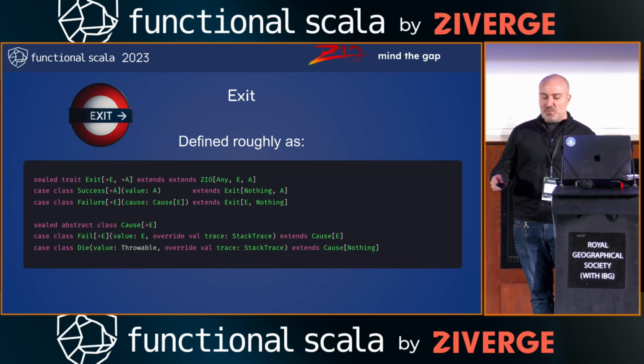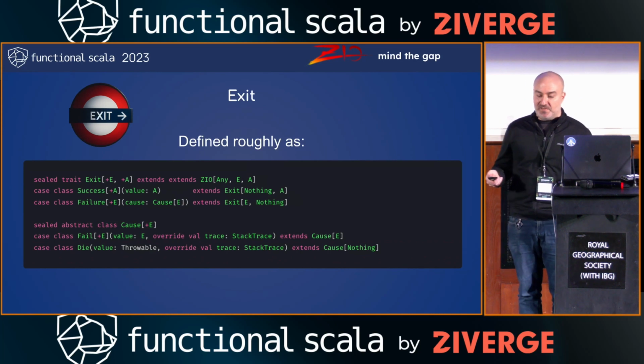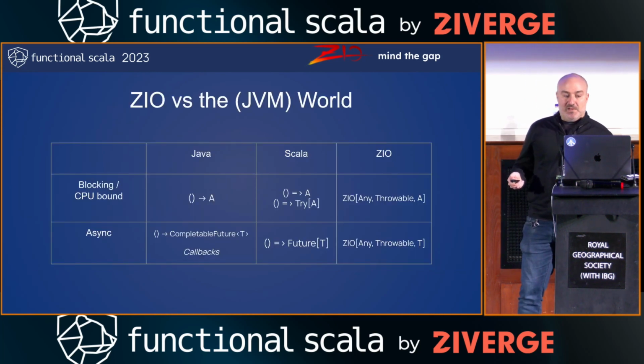An Exit is roughly defined like this. There's more to the Cause type, but basically Exit is either success or failure, and the failure contains a Cause, which can be a typed Fail, which is your error type. You can decide on your error type; it could be a Throwable or a String, whatever you want. Also, since we're on the JVM, anything can throw, so there is also this Die option, which captures any unexpected errors, and that's always a Throwable.